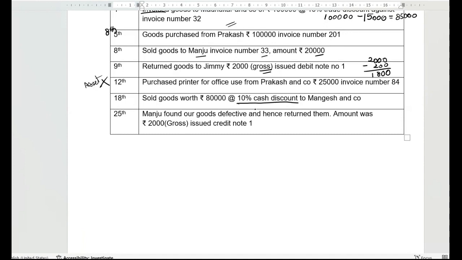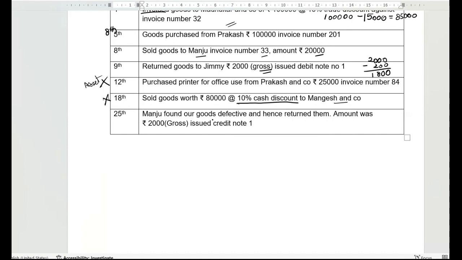When do you give a cash discount? Based on our previous videos, you must have come to know now that cash discount is given only when the payment is made. So naturally, Mangesh and Company must have made the payment to us, and that's the reason this 10% discount is given. So we don't record this cash transaction also on 18th. Fine. So that's done. Now go to the last transaction, 25th.